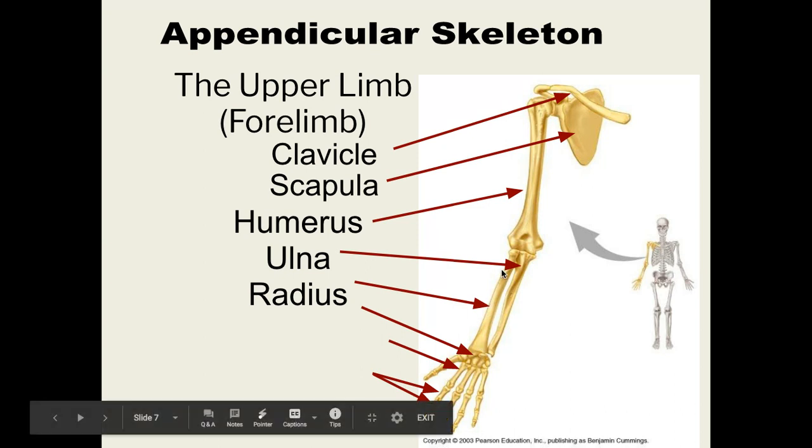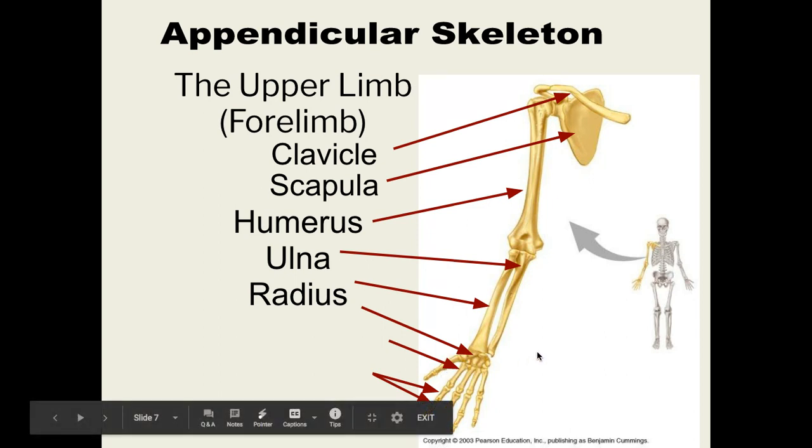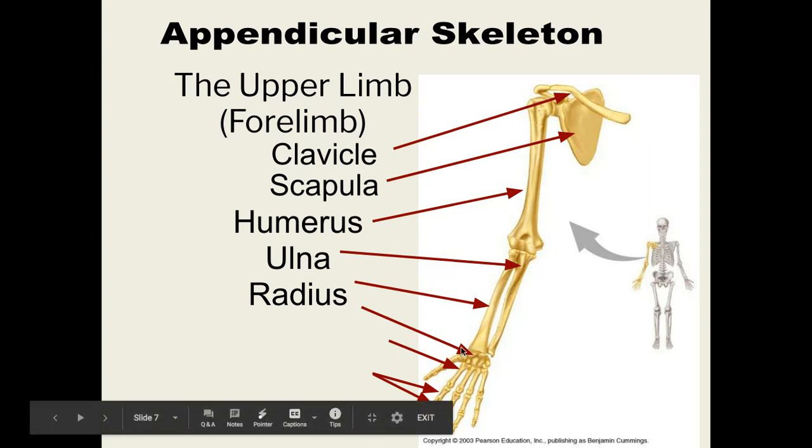So the radius is the bigger of the two. The ulna is the smaller of the two. Here's how you can remember them. So anatomical position, right? The palm is facing forward, which means your thumb is away. So your radius is always going to be towards the thumb.